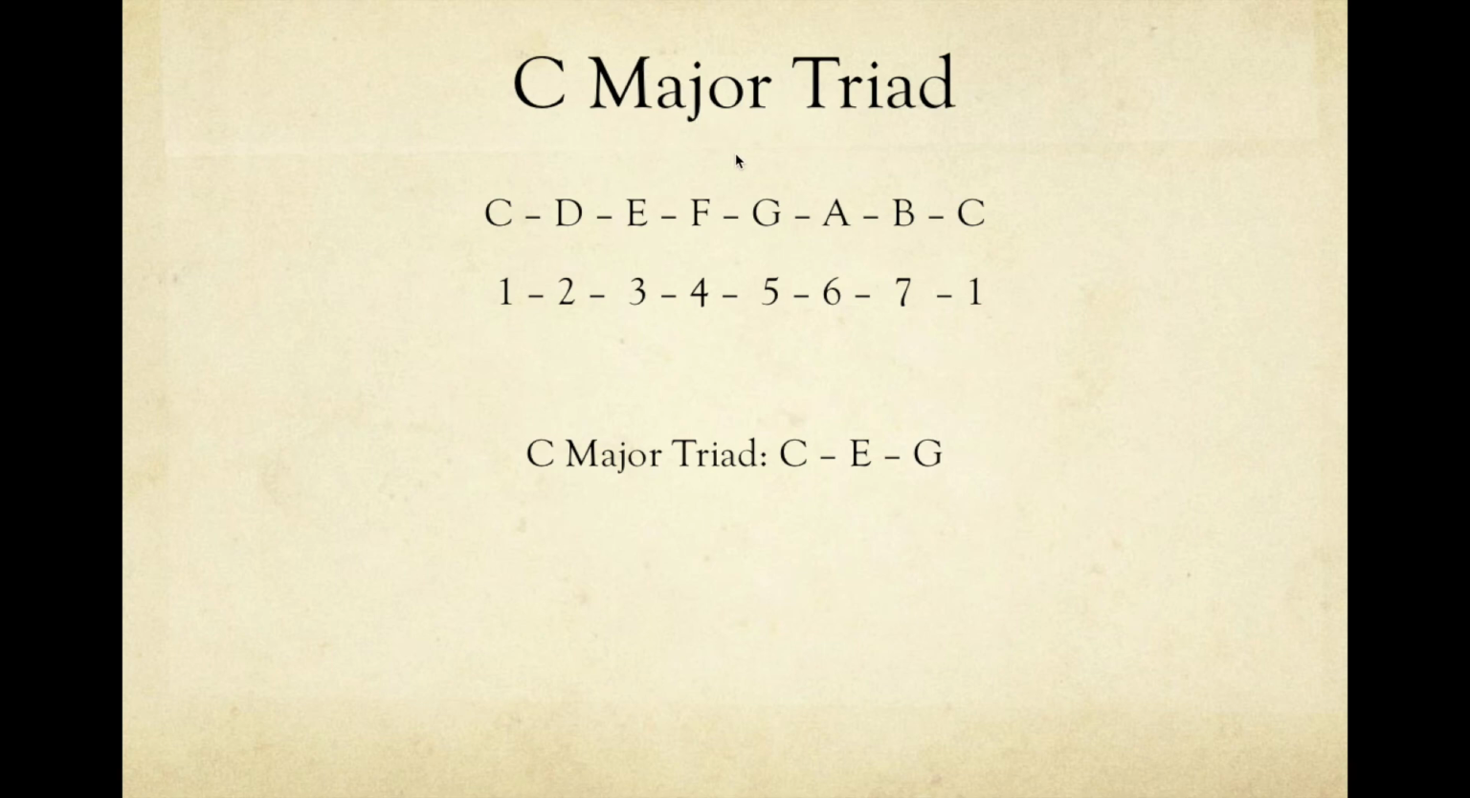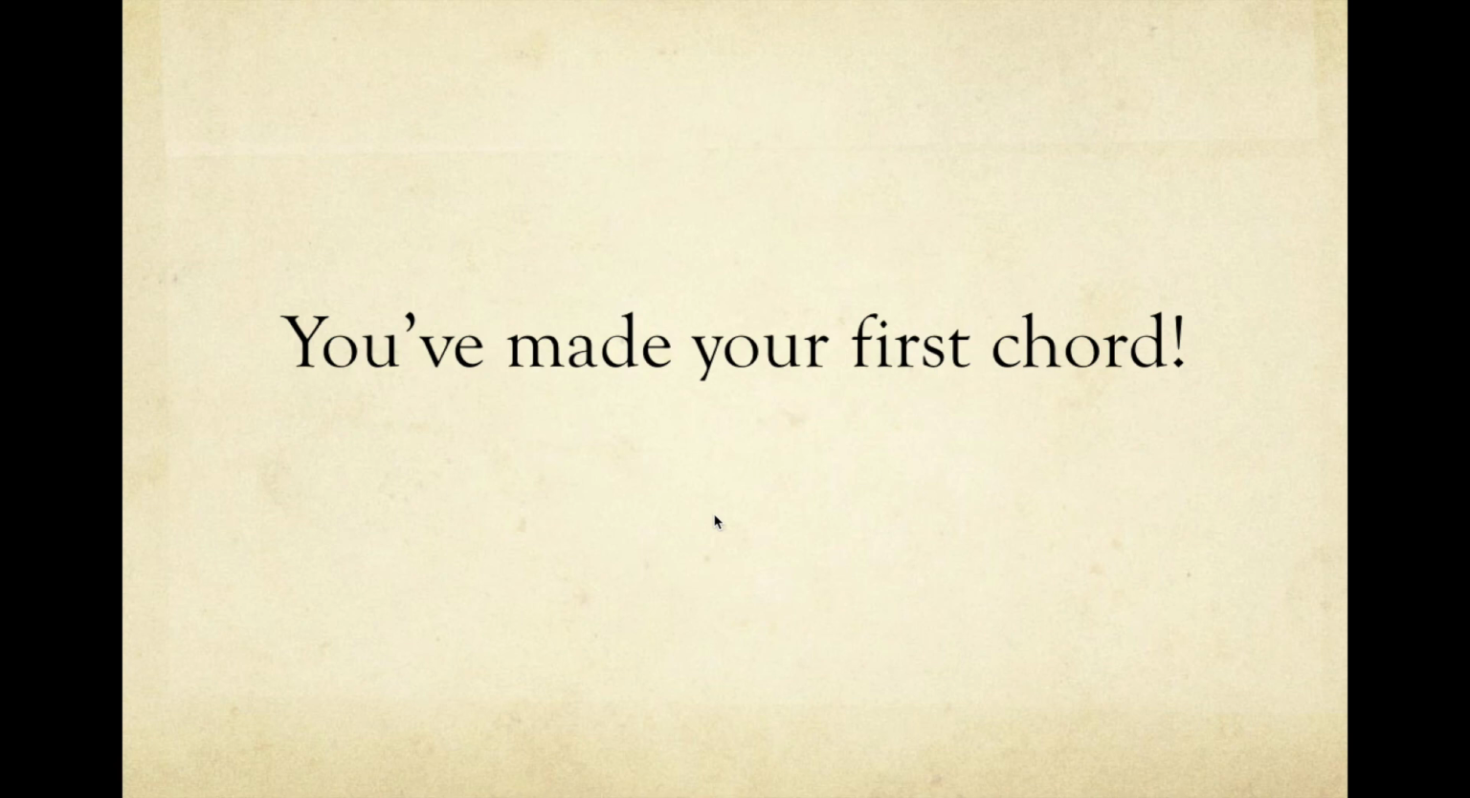So looking back at our C major scale, we take the 1, which is C, take the 3, which is E, take the 5, which is G, and put them together to form a C major triad. And that's how you make chords.